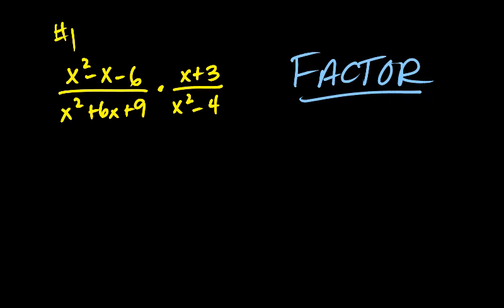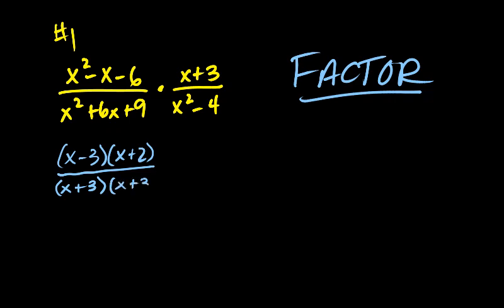So the top of the first fraction factors to x minus 3 and x plus 2 over the bottom of the first fraction factors to x plus 3 times x plus 3, and then times the top stays the same as x plus 3, and the bottom of the second one is x plus 2, x minus 2.